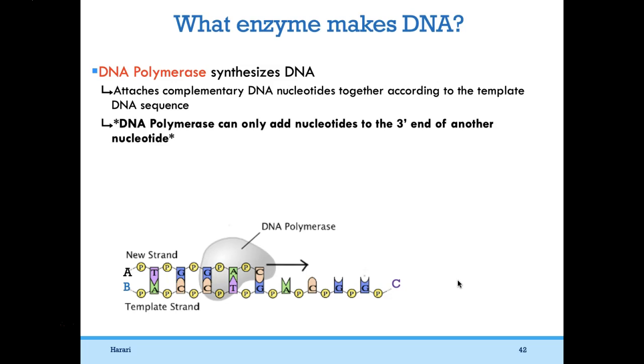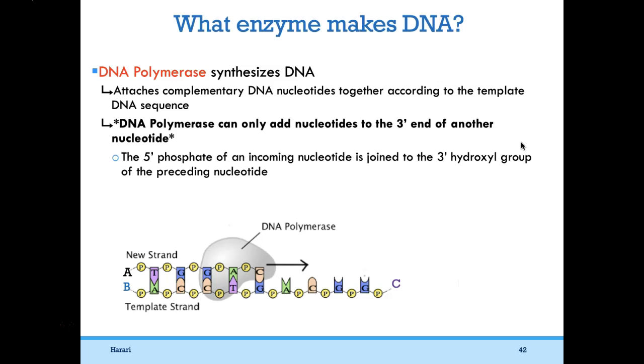Interestingly and very importantly, DNA polymerase can only add nucleotides to the 3' end of another nucleotide. Think about that. There's only one direction that DNA polymerase can go in. It can only add nucleotides to the 3' end of another nucleotide. Meaning, the 5' phosphate of an incoming nucleotide has to be joined to the 3' hydroxyl group of the preceding nucleotide.